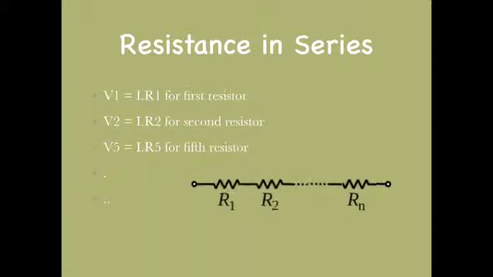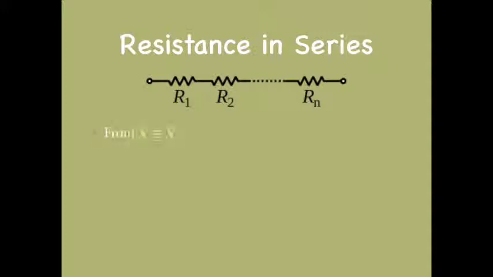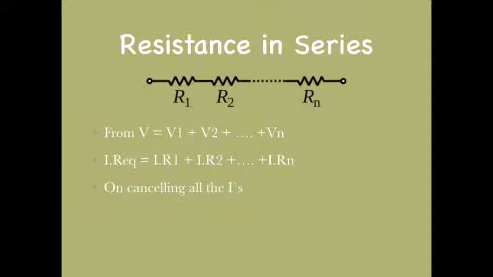And we also have that the total sum of the individual voltages will be equal to the voltage of the battery, right? So from the formula V equal to V1 plus V2 and so on up to Vn, and by Ohm's law I get this equation. So on cancelling all the I in the above equation, I'm left with this particular equation. This is the equivalent resistance.